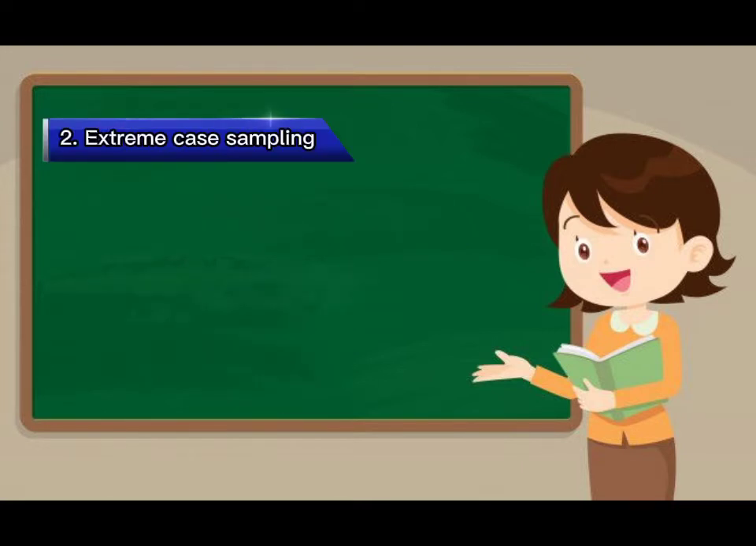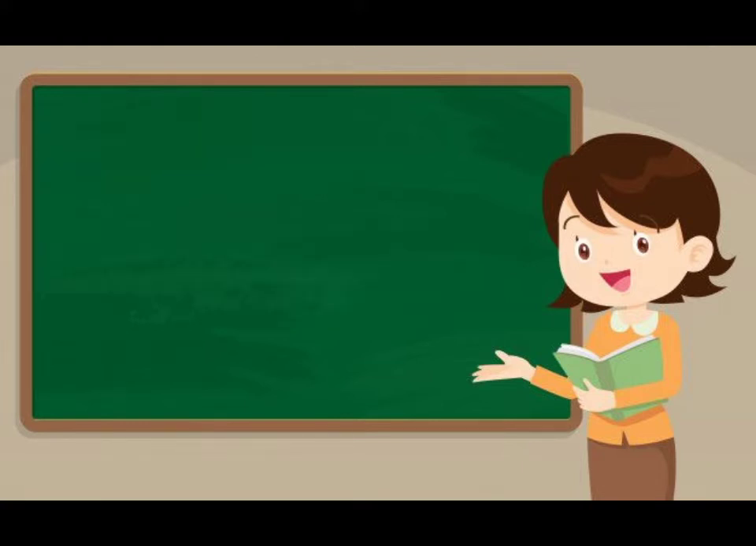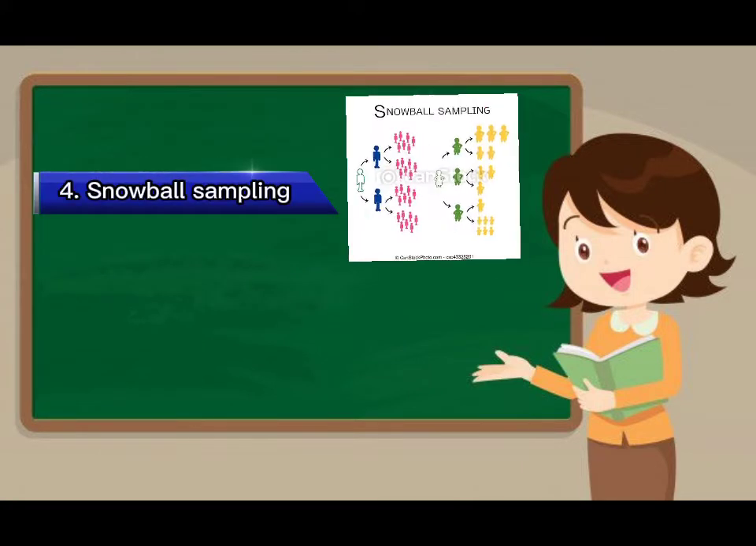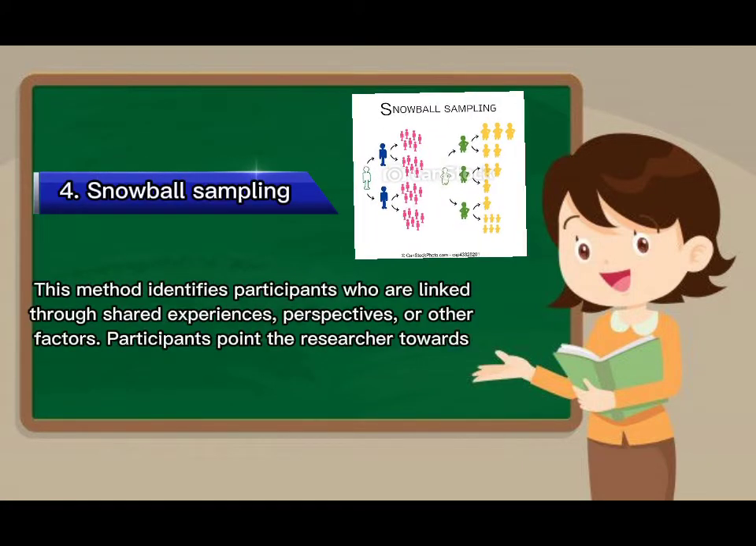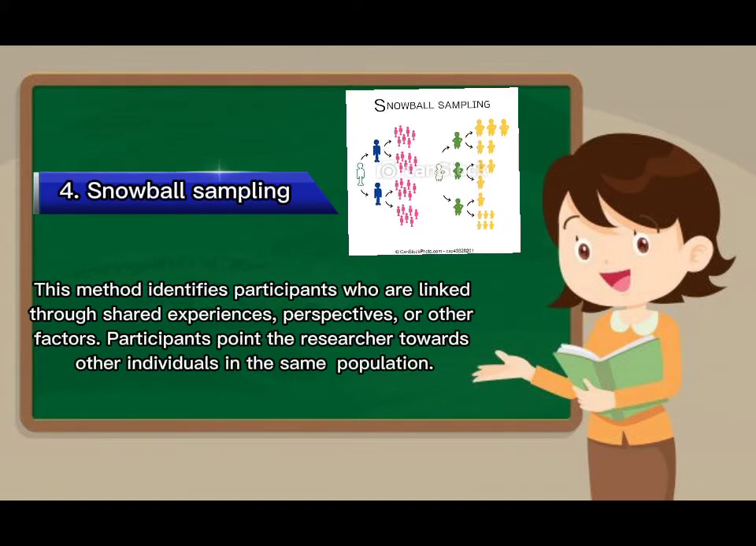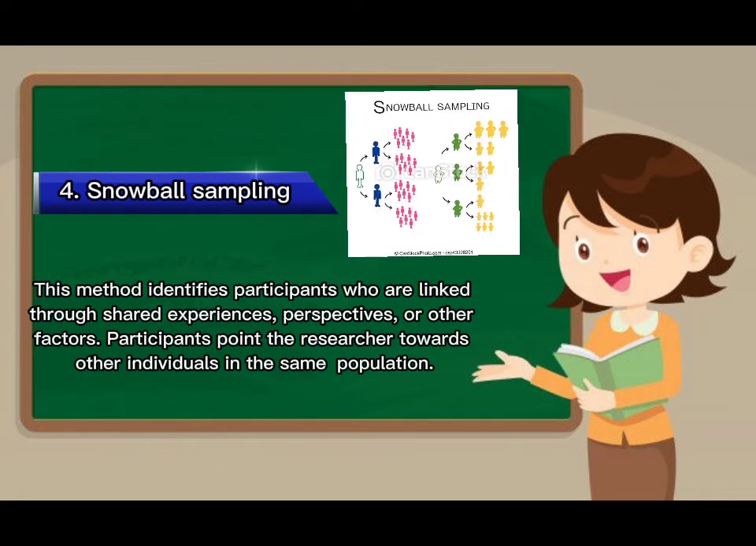2. Extreme case sampling. This method selects participants who appear to exemplify characteristics of interest in order to clarify the critical issues in an area. 3. Intensity sampling. This technique identifies participants who have a great deal of experience rather than an extreme experience with a phenomenon. 4. Snowball sampling. This method identifies participants who are linked through shared experiences, perspectives, or other factors. Participants point the researcher towards other individuals in the same population.